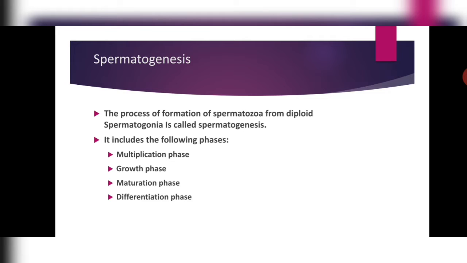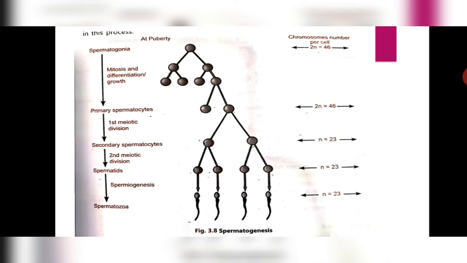Let us now discuss spermatogenesis. The process of formation of haploid spermatozoa from diploid spermatogonia cells is known as spermatogenesis. The process of spermatogenesis includes the following four phases: the multiplication phase, growth phase, maturation phase, and the differentiation phase. Let us now understand the same process through the schematic representation.